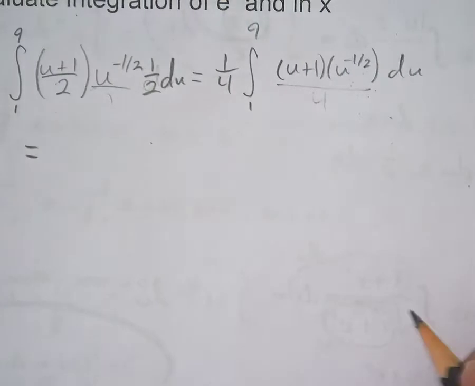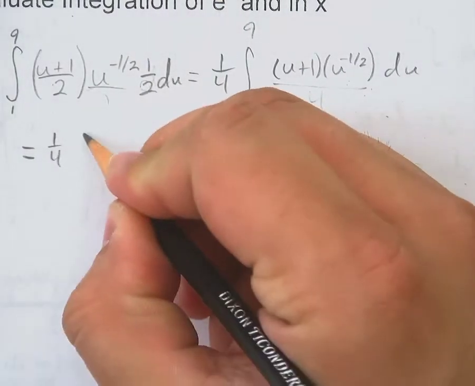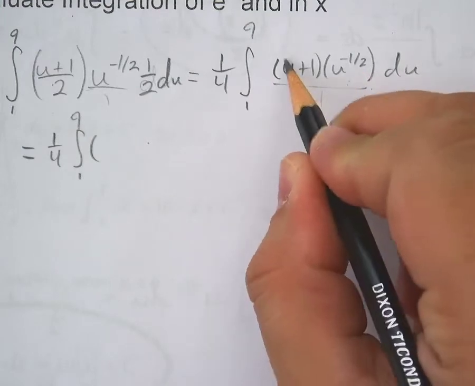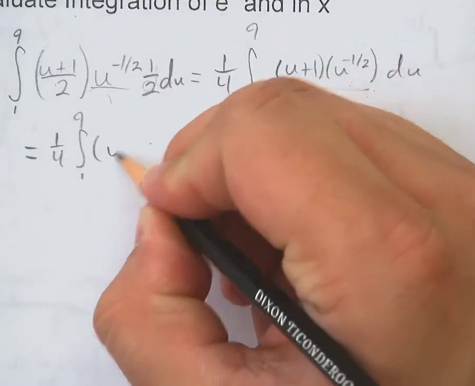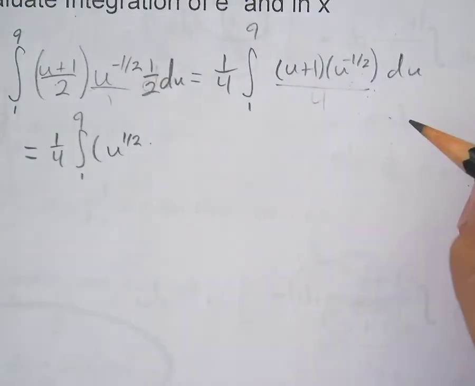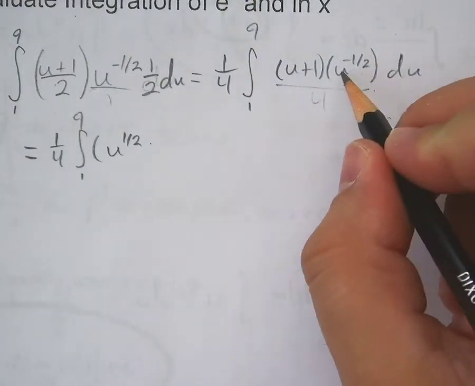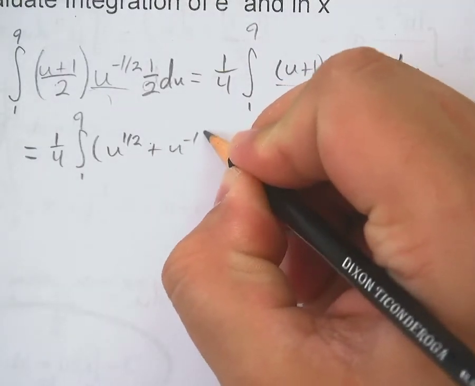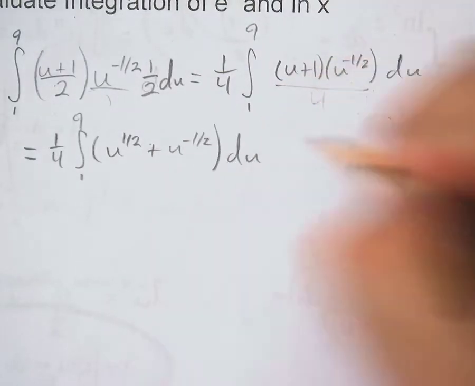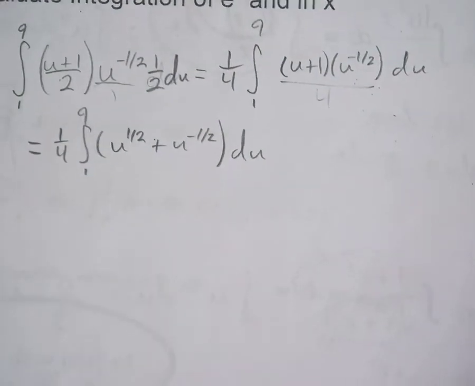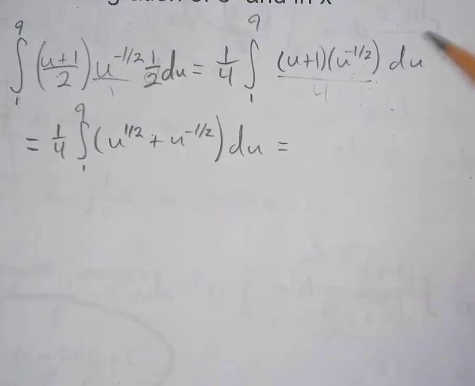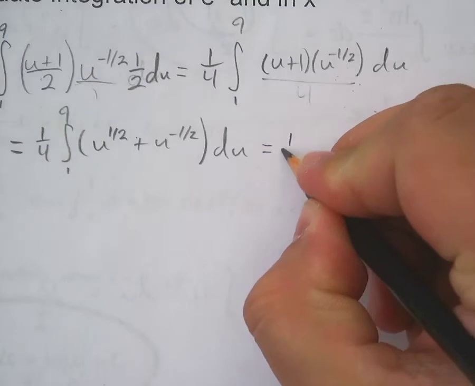We have 1/4, the integral from 1 to 9 of, and I'm going to go ahead and multiply this out. u times u to the negative 1/2 is u to the 1/2. u to the negative 1/2 times 1 is plus u to the negative 1/2 du. And let's go ahead and integrate this now. We've got good integration symbols everywhere, good limits of integration. I've got my du's everywhere. I'm ready to go. So this will be 1/4.